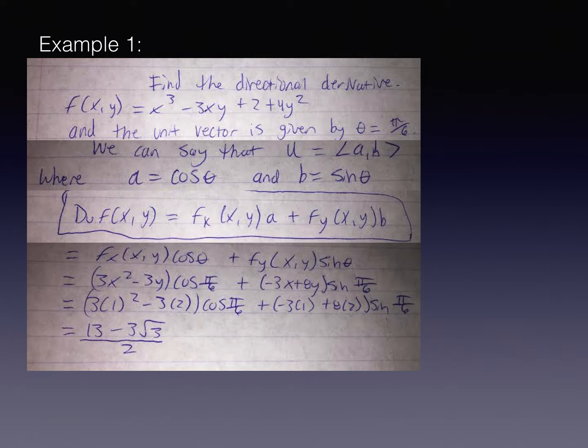First we'll take f_x, which is 3x squared minus 3y, and multiply it by cosine of pi over 6, plus the partial derivative with respect to y, which is negative 3x plus 8y, multiplied by sine of pi over 6. And you simplify that to get 13 minus 3 root 3 over 2.